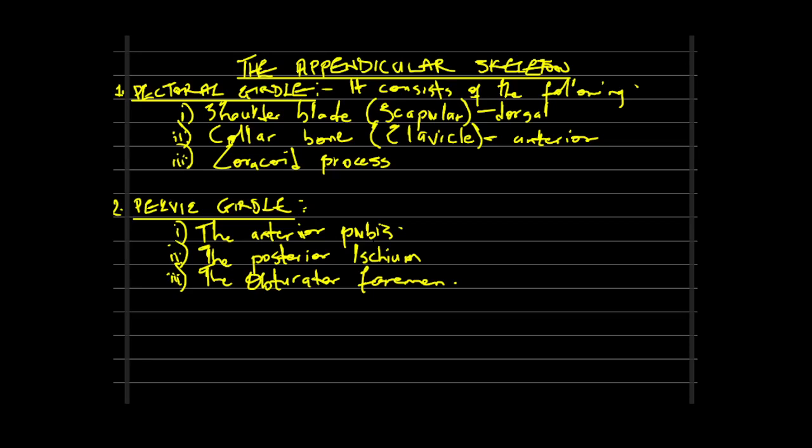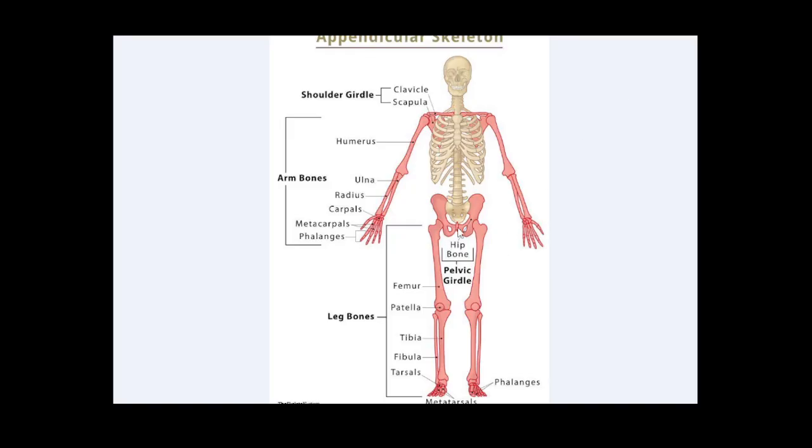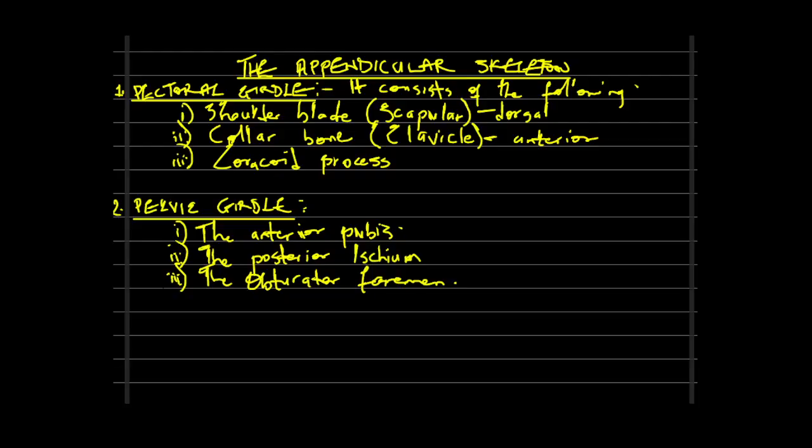Between the left and the right halves of the girdle is a joint. Look at this particular joint here, in the middle, that my pointer is underneath. We refer to it as the pubic symphysis. That is the joint between the left and the right halves of the pelvic girdle.